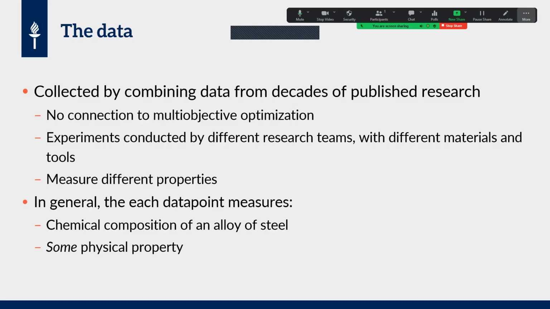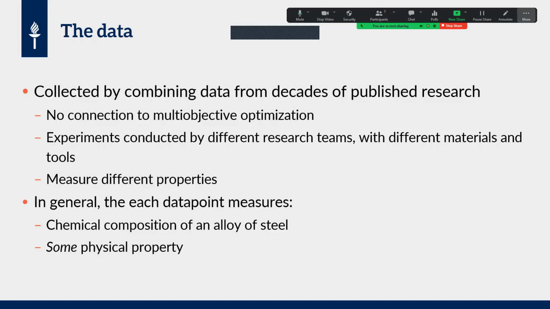One important thing is that these tests were done by completely different research teams with completely different materials, completely different tools over a very large amount of time. So there can be a lot of what we might call noise in the data. Moreover, they don't all measure the same things. The researchers measured whatever they found important for their particular application. So of all the tests that I mentioned, maybe the researchers only conducted 2 or 3 of them and measured those few properties for that particular composition of the material.